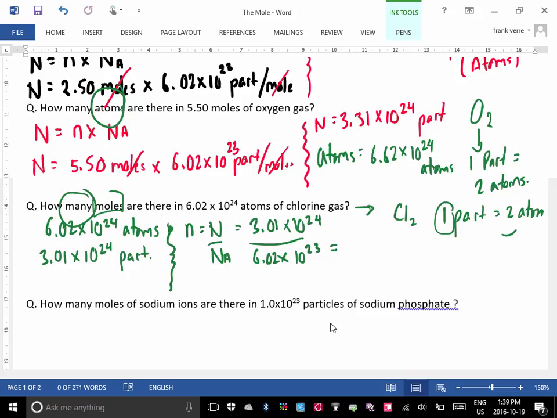Which one? This is 3.01 times 10 to the 24. This is 6.02 times 10 to the 23. The 3.01 is calculated from this. Because we're trying to figure out the number of moles. And this is based on the original formula, which is N equals number of moles times Avogadro's constant.